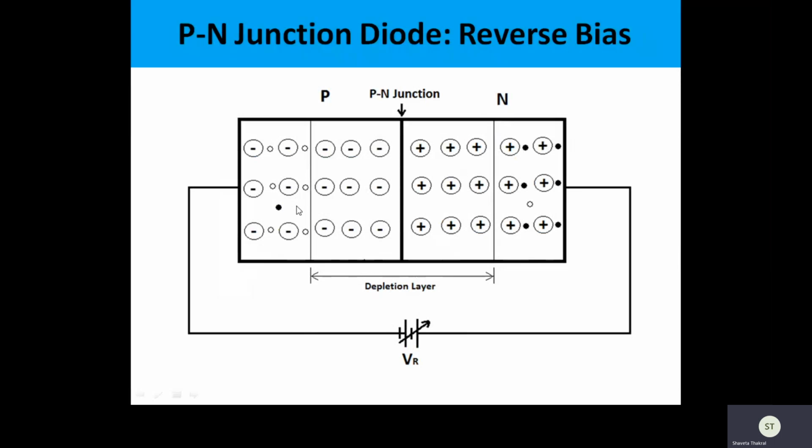So all the minority charge carriers present in the P type material and the N type material are able to cross the junction, and they are able to complete the closed path. So in this way, the current is there due to only the minority charge carriers. As in any material the minority charge carriers are limited, the current due to them is also limited. And the minority charge carriers are dependent upon temperature.